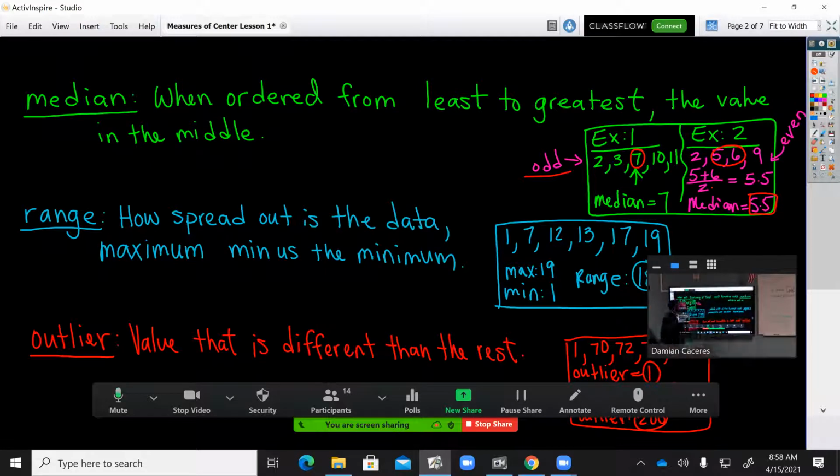So order from least to greatest, the number in the middle is your median. If there's 2 numbers in the middle because it's an even amount, then you just find the average of the 2, add them up, and divide by 2.